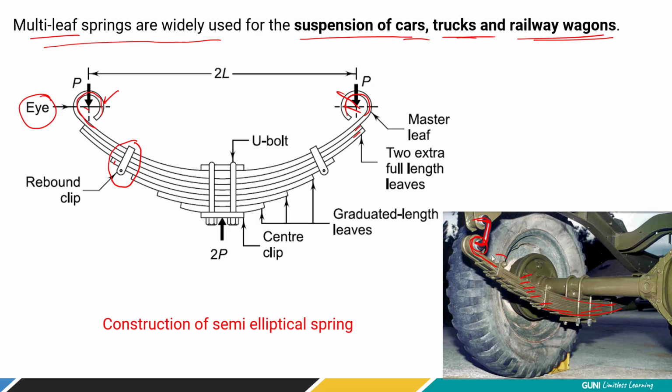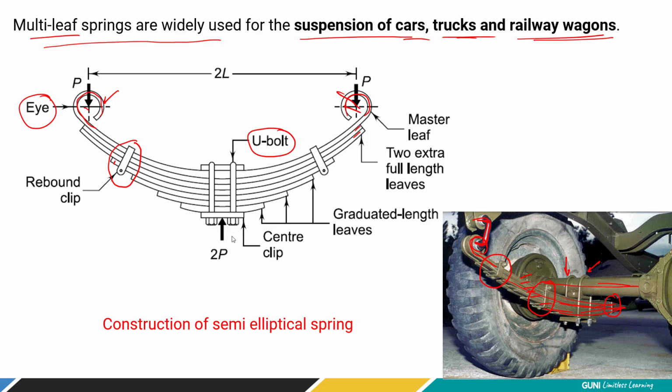Just look over here. These are the rebound clips. They keep all the leaves together. And at the center, you have a U-bolt. Look over here, this is the U-bolt. What does the U-bolt do? It simply connects or fixes this whole structure, that is the leaf spring, with the axle. Otherwise, you cannot have the assembly, right?